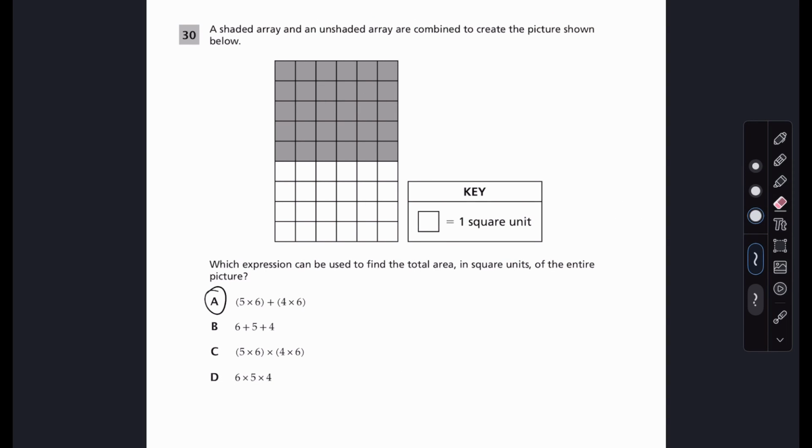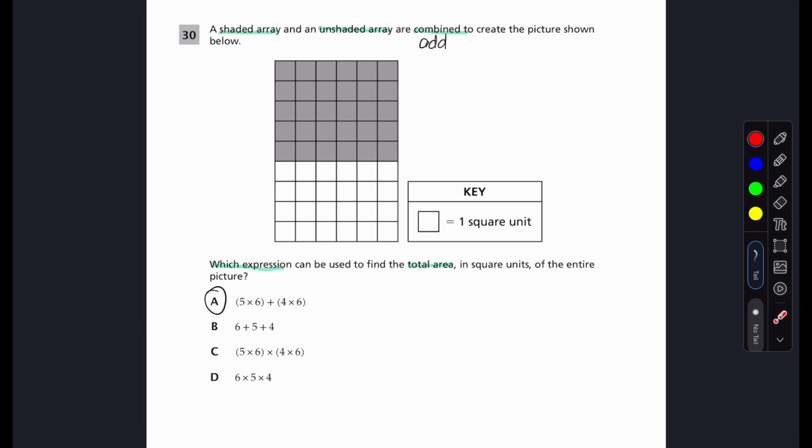We did it. We made it all the way to the last multiple choice problem, which is number 30. In this one, we have a shaded array and an unshaded array. What are they combined? When I combine, I know I'm going to add the 2 pieces together. And I need to know which expression I can use to find the total area.